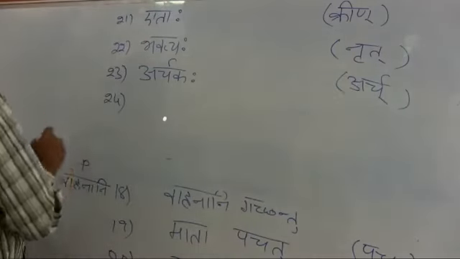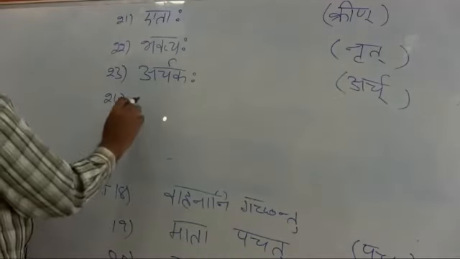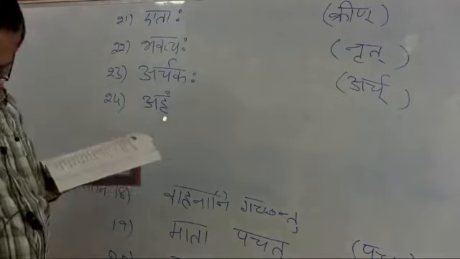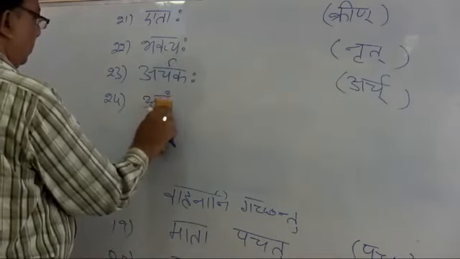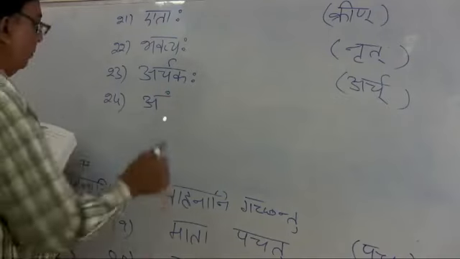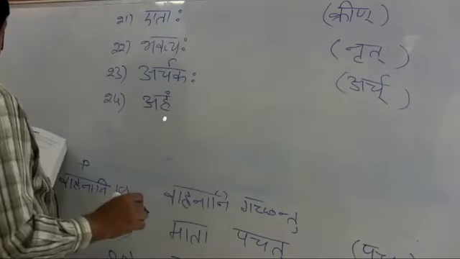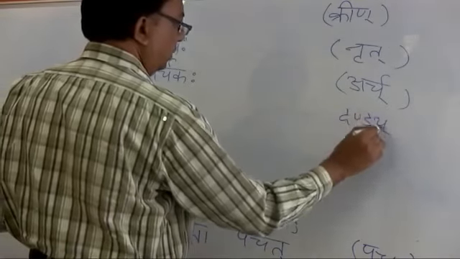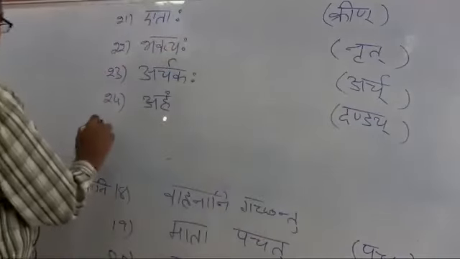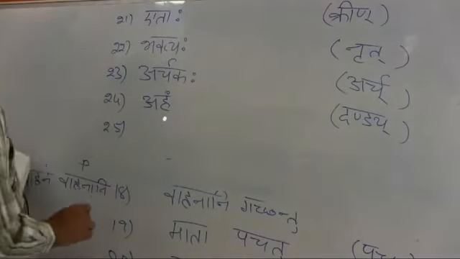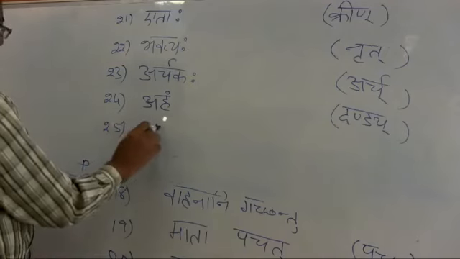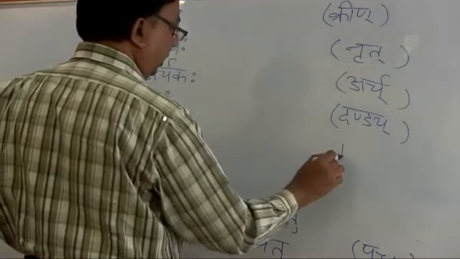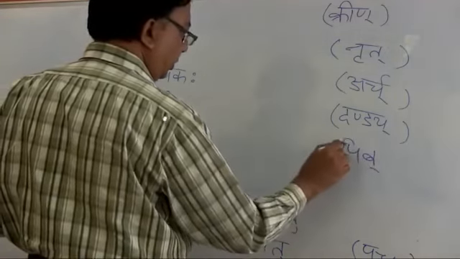24th is given as Aham. The subject is Aham. And the verb is Dandaya, to punish. 25th is given Yuvam. The subject is Yuvam, you both. What is the verb to be used? Piba, to drink. Piba means to drink.